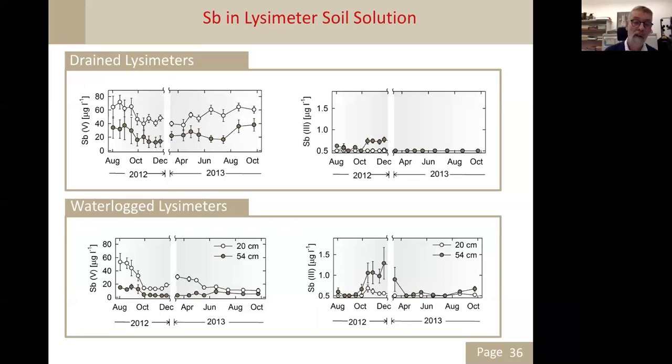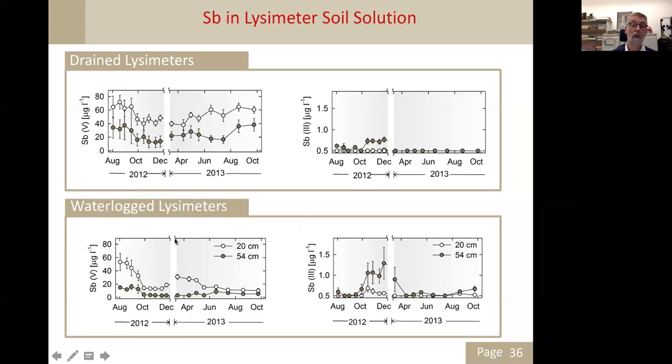And what consequences did this now have on the effluent? Before I come to the effluent, I show you we also took soil solution samples. I show you here two examples for two depths. These are for the depths at 20 centimeters, the open symbols, and at 54 centimeters, the closed symbols. As to be expected from these redox potential measurements, we had lower antimony 5 concentration in the soil solution below because it was more reduced.